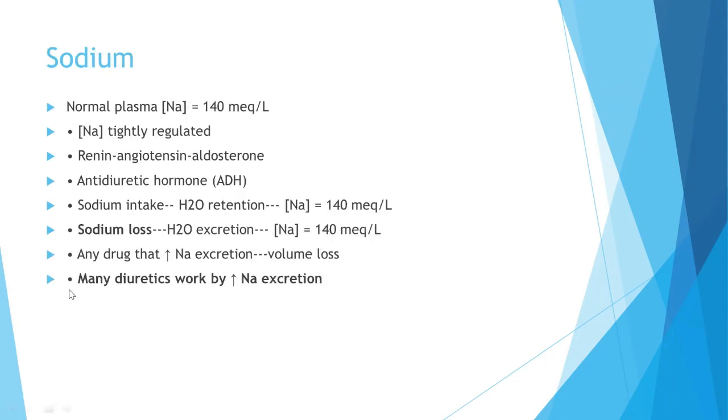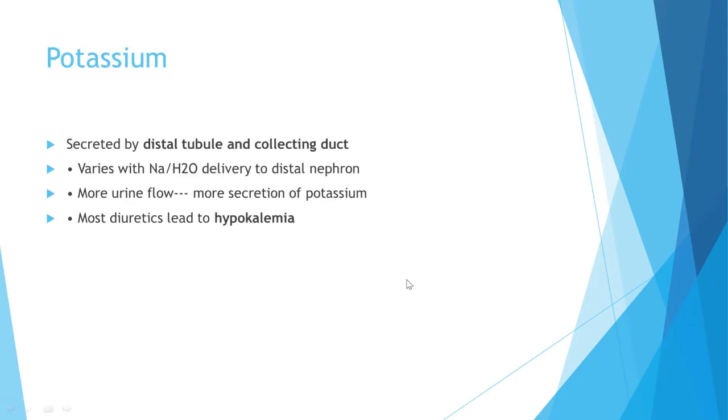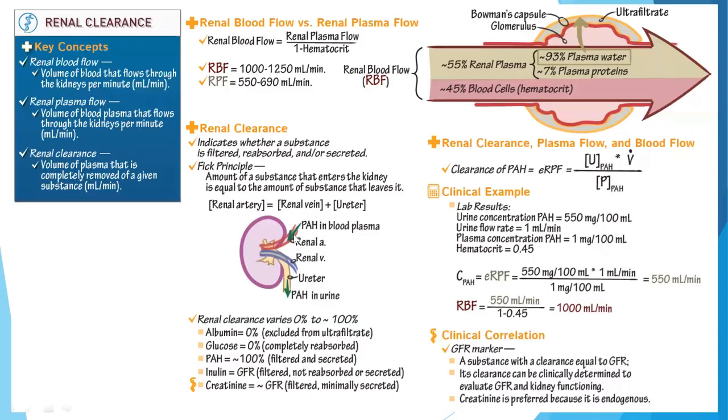So most diuretics will cause increased sodium excretion. The water will follow sodium, so there will be more water excretion. If there is more water excretion, it means there is more urine flow, which will cause more secretion of potassium, and ultimately most diuretics will cause hypokalemia. Now, these are the simple basic concepts.